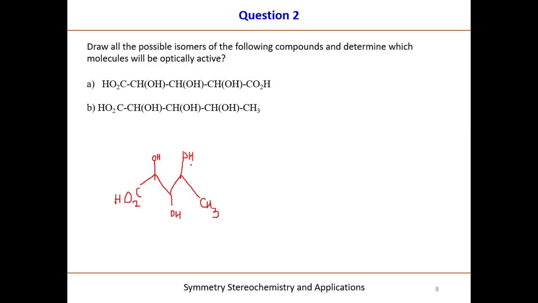In a similar way, here we have 3 stereocenters. That means 2 raised to 3 isomers are possible, so 8 isomers are possible here. Again in the same way, I am going to discuss the first 4, and the other 4 you should solve by yourself. If there is any difficulty, you can discuss it with me in the next lecture.